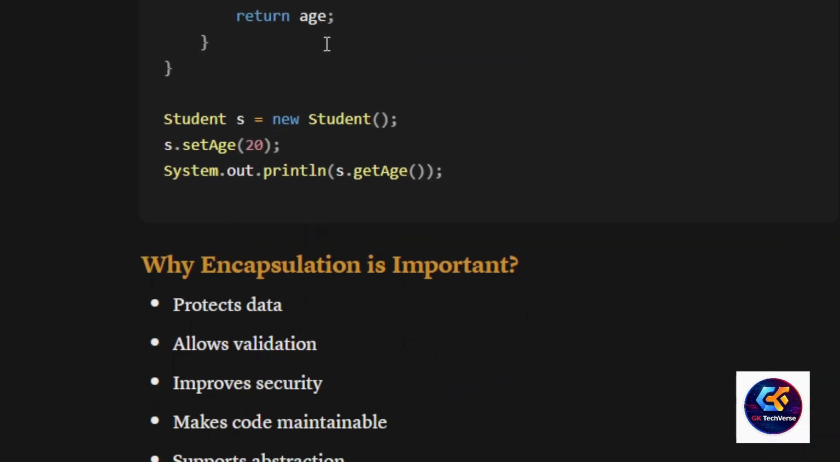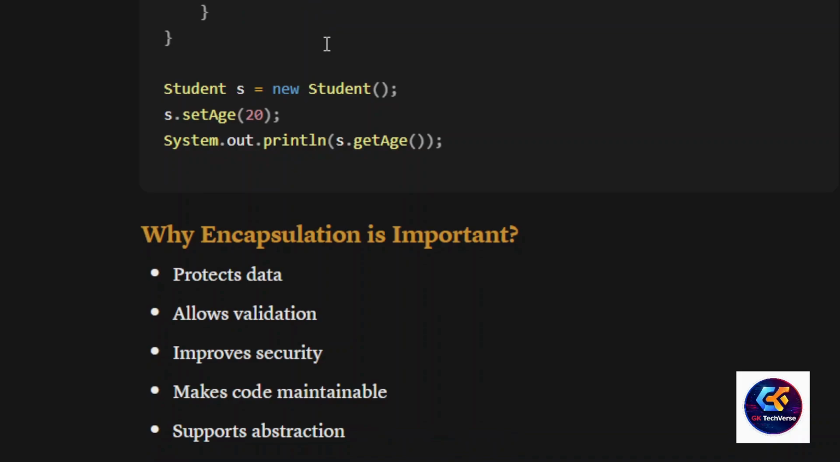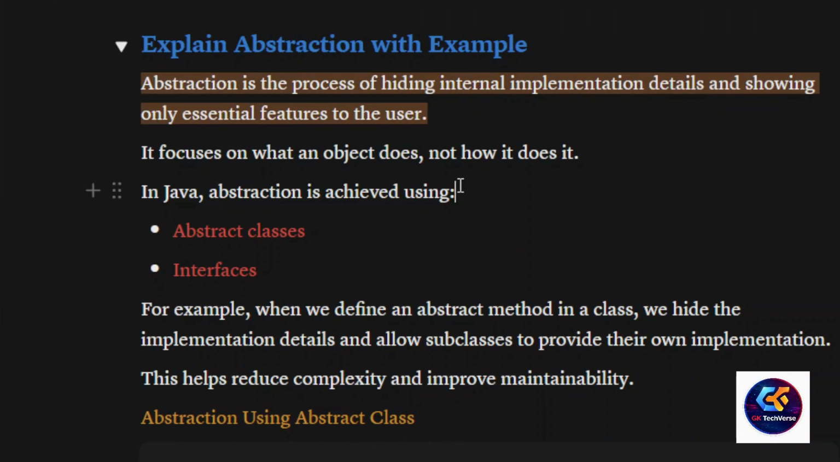So encapsulation is very important to protect your data. It allows validations, improves security, makes code maintainable, and supports abstraction. Explain abstraction with example. Abstraction is the process of hiding internal implementation details and showing only essential features to the user. It focuses on what an object does, not how it does it.